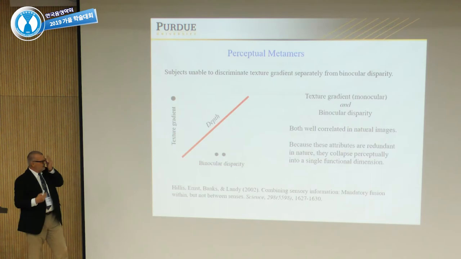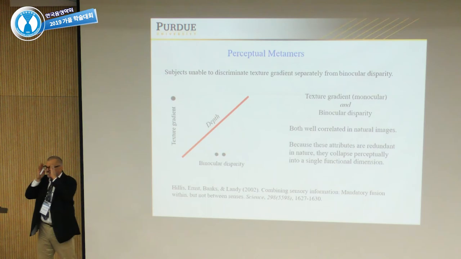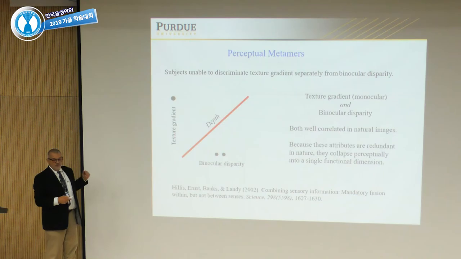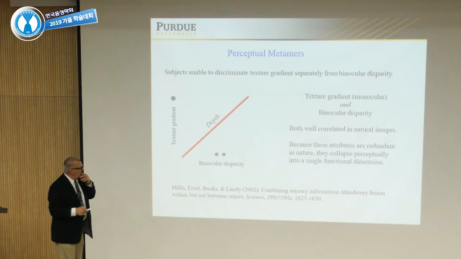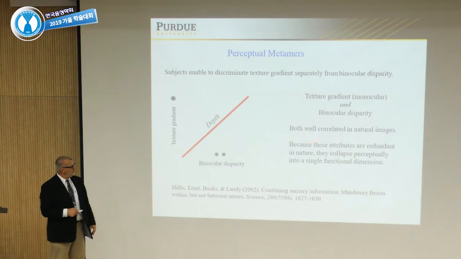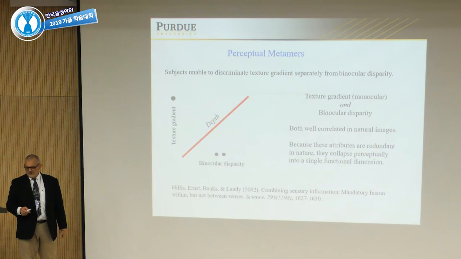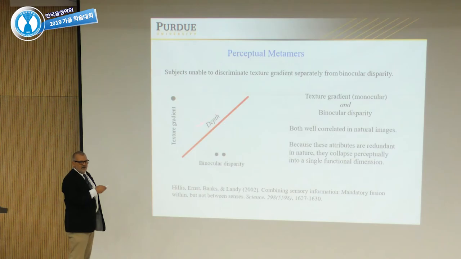Versus binocular disparity, you have two eyes. The image on one eye is slightly different from the other depending on how far something is away from you. In real life, those guys are pretty well correlated. And in the laboratory, when we can do virtual vision, we can try to tease one apart from the other. And you know what? Your visual system will not use binocular disparity without texture gradient. It will not use texture gradient without binocular disparity. Because it has done a redundancy reducing operation to where those guys have collapsed onto a single dimension called depth.